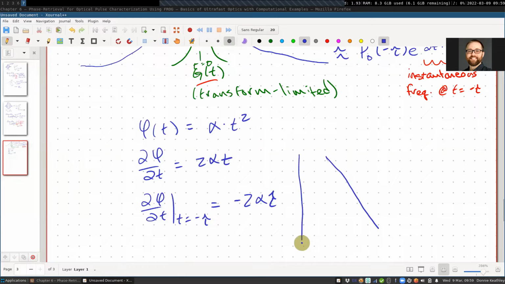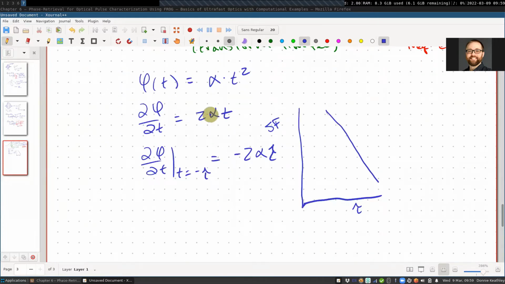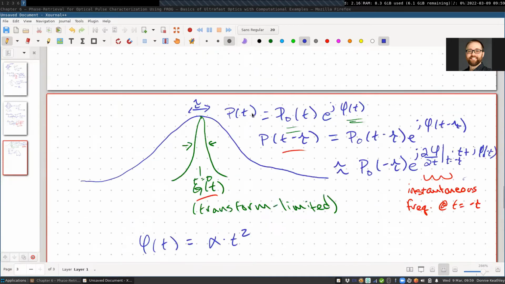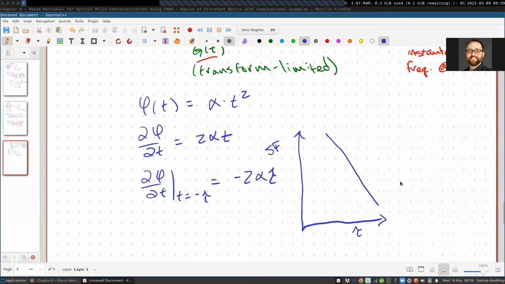So if we plot it out, this is the sum frequency, and this is tau, you would see a negative slope to that sum frequency if you were to plot these two out. If P of t were to be transform limited, which means that phi of t is equal to 0, of course, it would just be some flat band, right? And of course, if you would have a negative alpha here, it would have a positive slope, right?